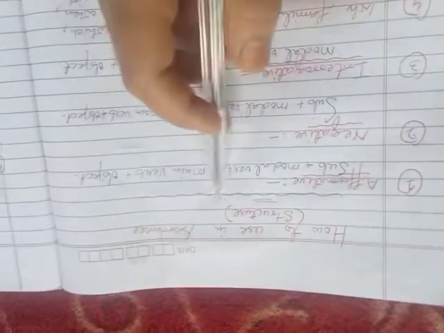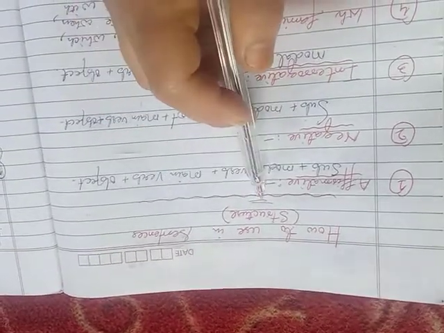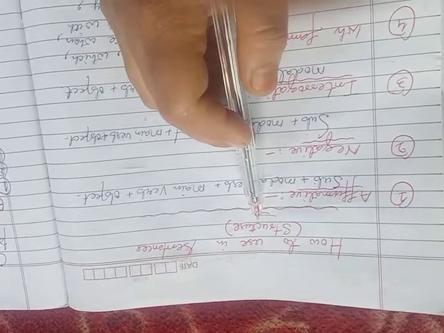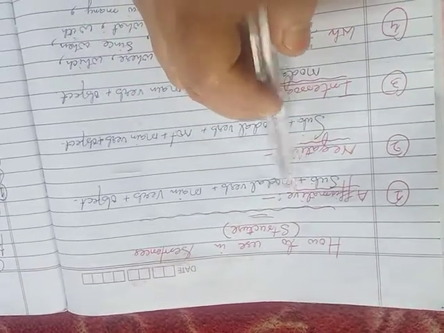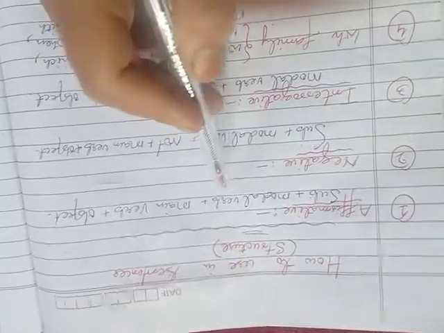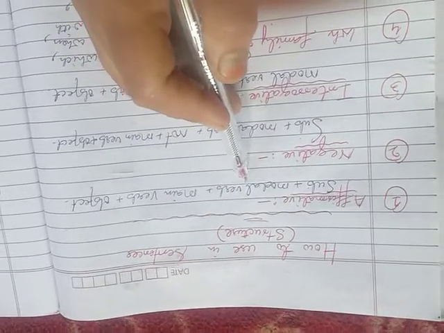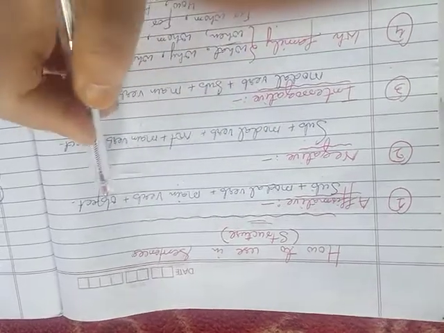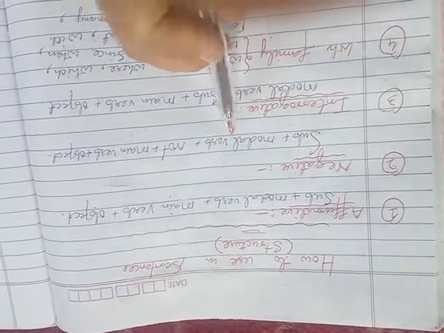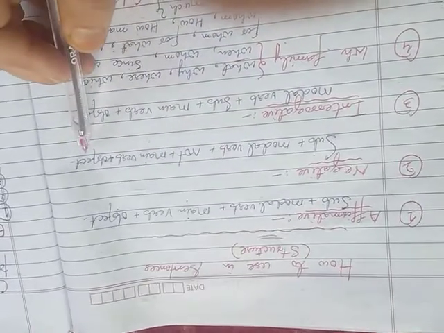Okay, now I will tell you how to use them in sentences. What is the structure of sentences when modals are used? For affirmative sentences, the pattern should be, this is a very important thing: subject plus modal verb plus main verb plus object. In the case of negative sentences, it is subject plus modal verb plus not plus main verb plus object.